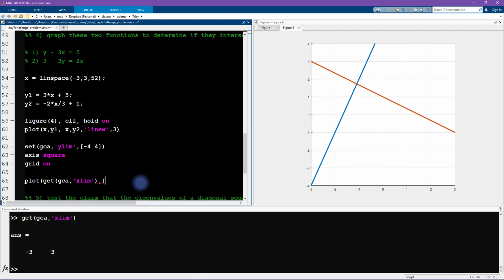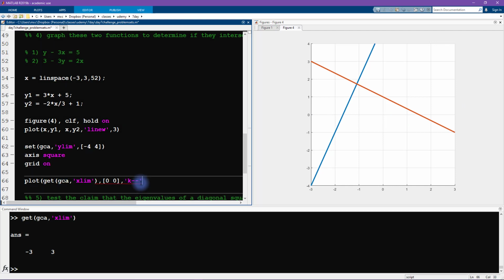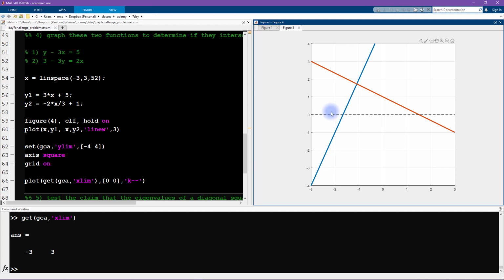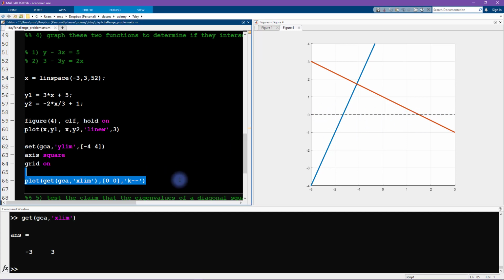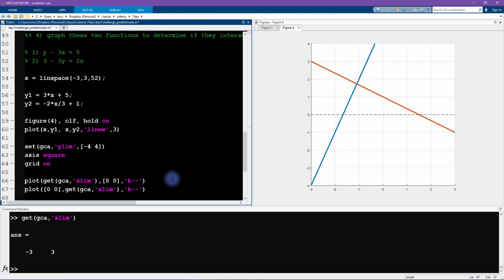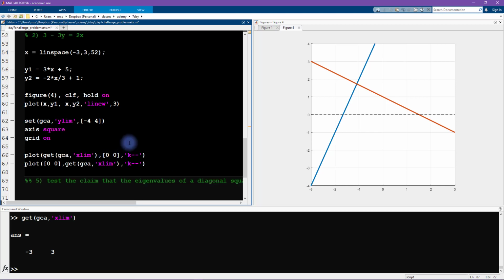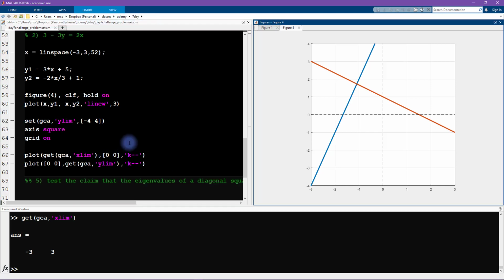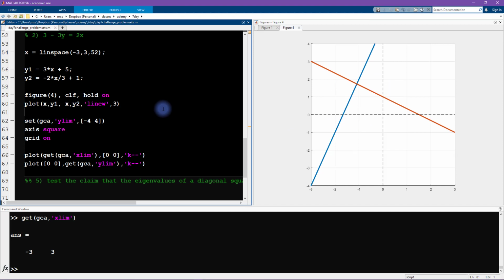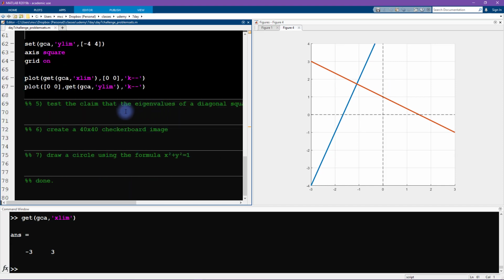And then the y-coordinates for this line are 0 and 0, and I'm going to draw this as a black dashed line. So that's for x, and now for y, this is essentially going to be the same, except I swap the order here, and of course what I care about is the y-axis limit. All right, looking very nice. I am pretty happy with this solution. So now on to number 5.